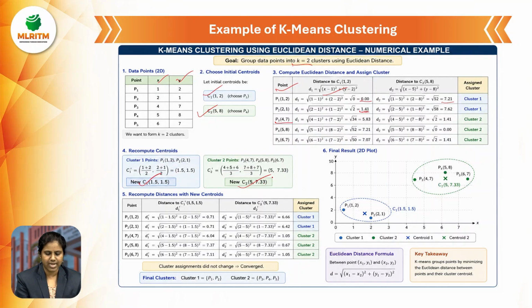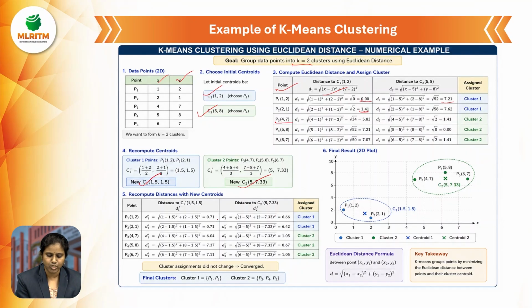For this we have to again calculate the Euclidean distances. Now you see the distances between these points and the centroids. You can see point 1 to the new centroid, 0.71 is less when compared to 6.6, and point 2, 0.71 is less than 6.42.